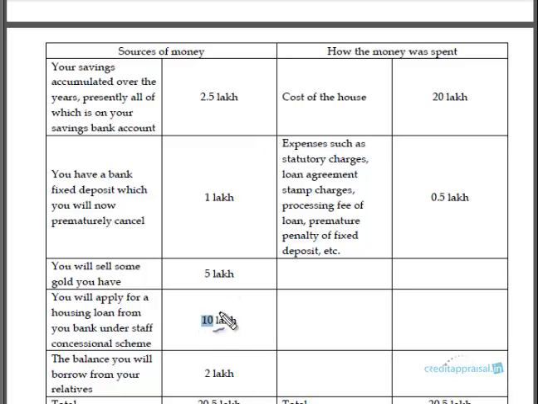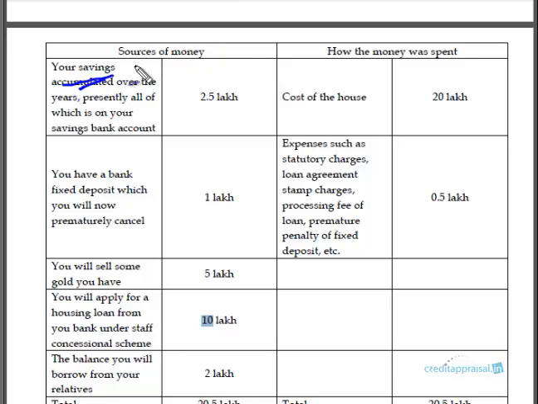Of course, the major source will be a housing loan. So 10 lakhs you have applied for a housing loan. You are eligible for a housing loan of 10 lakhs under the staff concessional scheme. Okay, that is the major part. So what are the other sources? You have to pump in your margin. Actually, you'll be eligible for a 20 lakhs loan, more than 10 lakhs. Let us assume that you're happy with 10 lakhs.